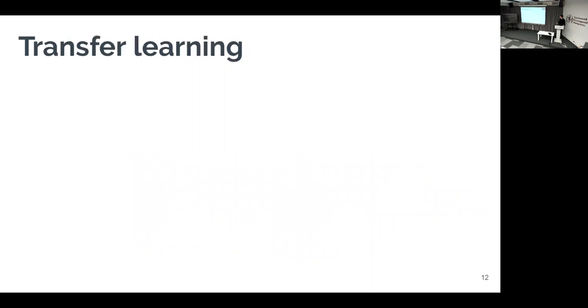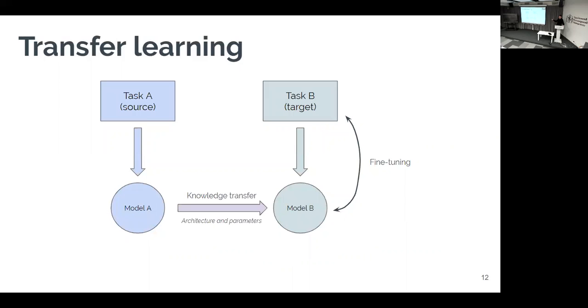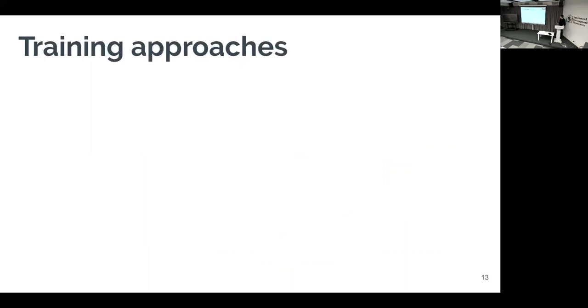Now for transfer learning, we have our task A, which is usually called source domain, and we train model A with respect to this task. Then we have task B, which is usually called target domain. We transfer the knowledge from task A, which usually means transferring the architecture and the parameters of the model, weights of the model, and we obtain our baseline model here, and then we adapt this model for task B by fine-tuning.